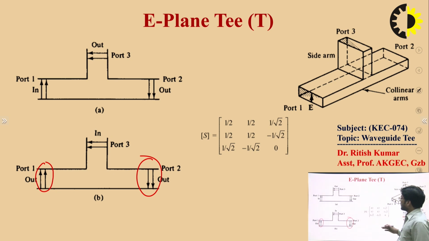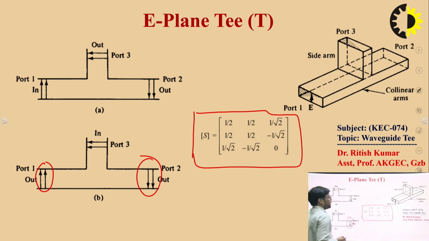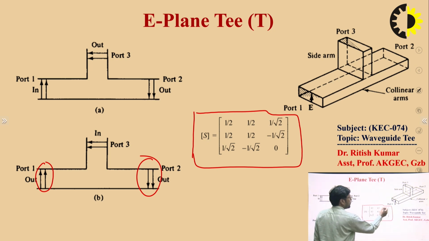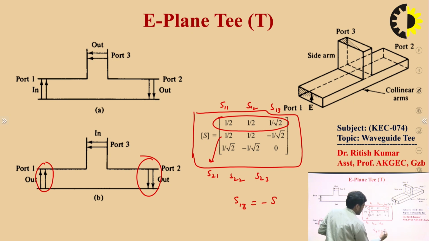The scattering parameter for the E plane T, you have to remember. You can clearly see here what should be the significance of 1 by root 2. This row is S11, S12 and S13, and this one is S21, S22 and S23. You can clearly see S13 is equal to minus S23.